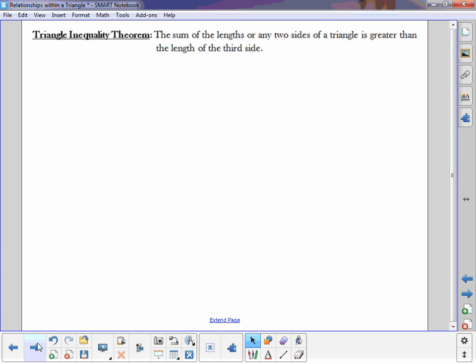Alright, so next we have the triangle inequality theorem. Now, you actually dealt with this in elementary school to a certain extent, but we are going to talk about it more. So it says the sum of the lengths of any two sides of a triangle is greater than the length of the third side. Now let's talk about this for a moment. Let's investigate this. Are you with me on that? Don't draw this picture. Let's just kind of talk about this.